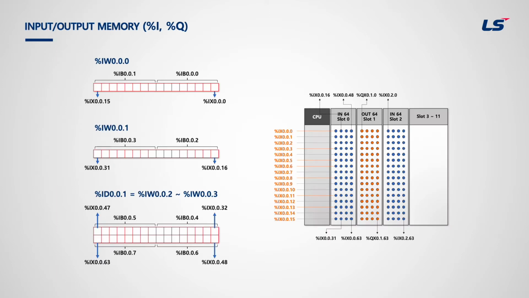Let's take a look at how to write addresses for input and output memory. As we just learned how to write address, IW0.0.0 on the top means the first word of the first slot in main base. Since a word is composed of 16 bits, the first word IW0.0.0 contains from IX0.0.0 to IX0.0.15, which in byte is IB0.0.0 and IB0.0.1.